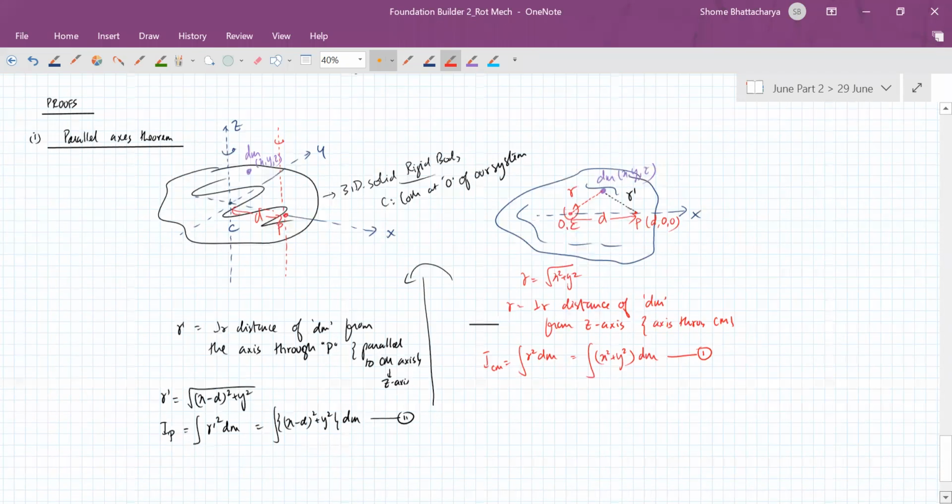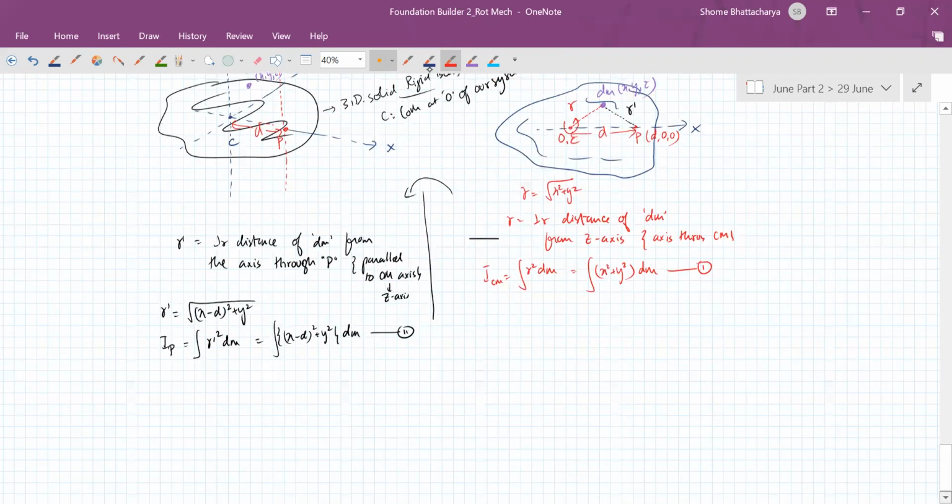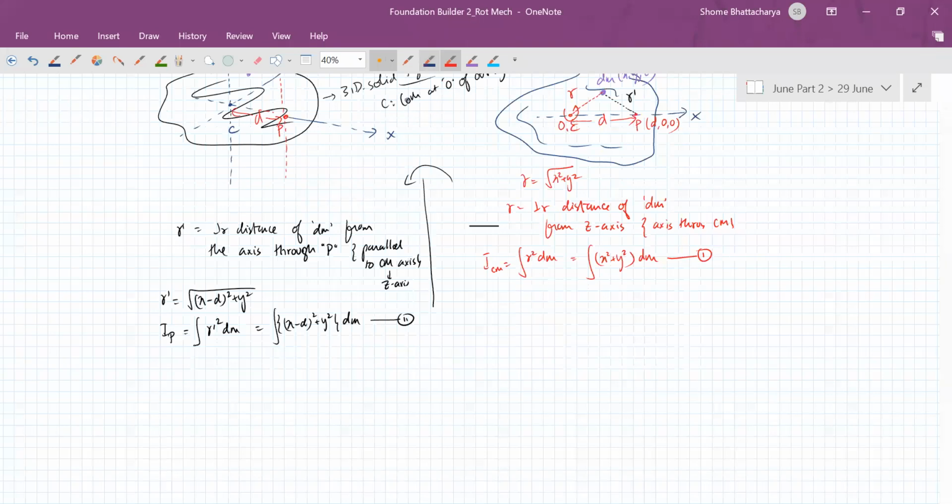Okay, so now let's compare these two. If you just expand this integral a little bit here, you can see it is x square plus y square, minus, or let's write it plus d square, minus 2xd into dm. Okay, so you can separate it out like this: it's integration of x square plus y square dm, okay.